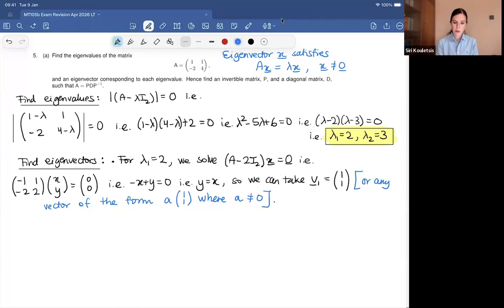And how do we know that we have the right answer? And of course, you should do this as you're revising and also in the exam. A times 1, 1 has to give us what? 2, 2, because 2, 2 is 2 times 1, 1. And we know that A should stretch this eigenvector here, 1, 1, by a factor of 2. So it's easy to check our answer.